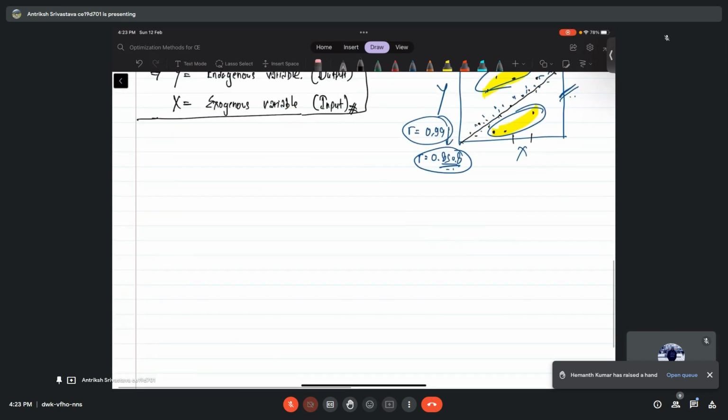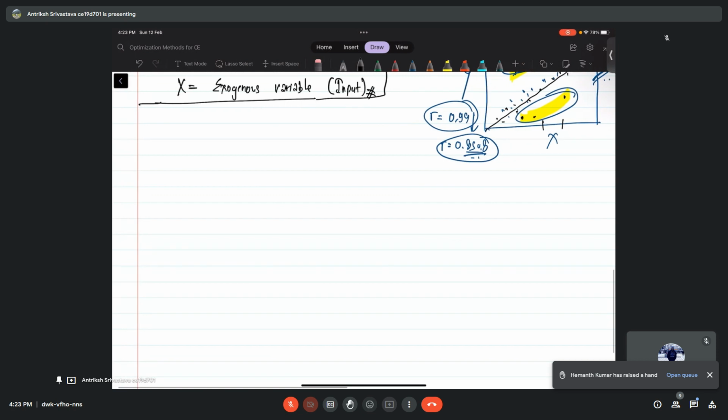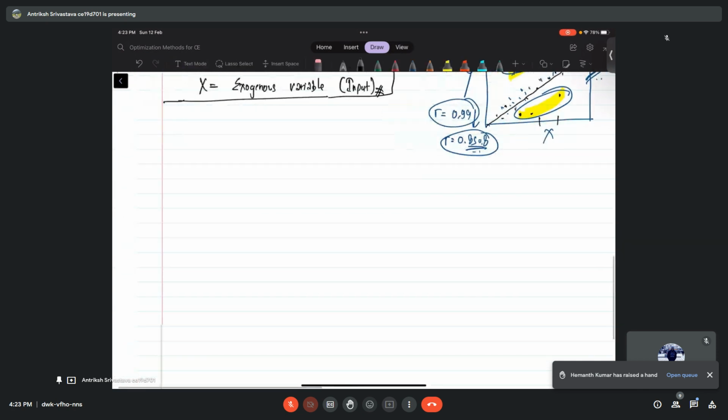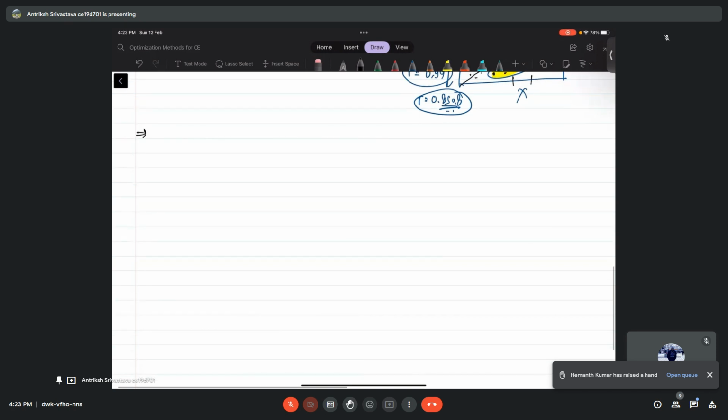So now let's go to simple linear regression, SLR. Let's write it in the short form. Okay. So what does regression do? Now regression tries to find out.